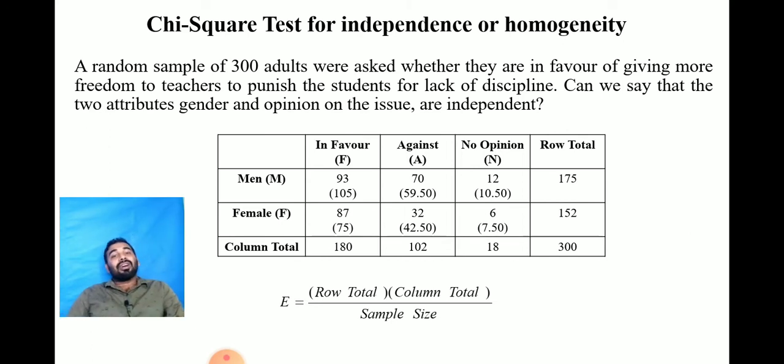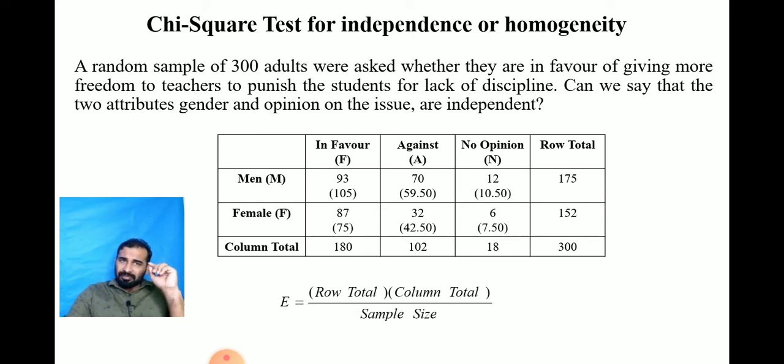Gender is a qualitative attribute, and opinion is also a qualitative attribute, because here we are taking yes, no or no opinion. Here also they are qualitative attributes. So whether these two attributes have any relationship or not, that we are going to see in this test of independence.